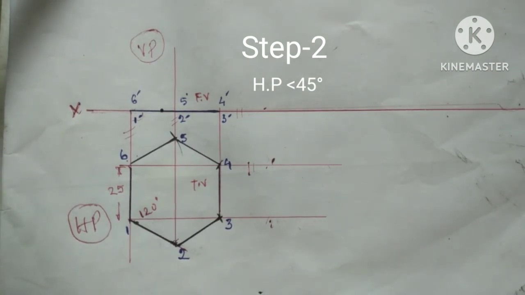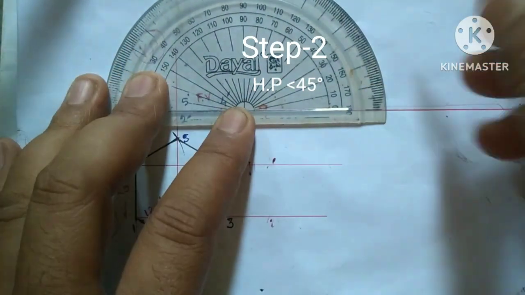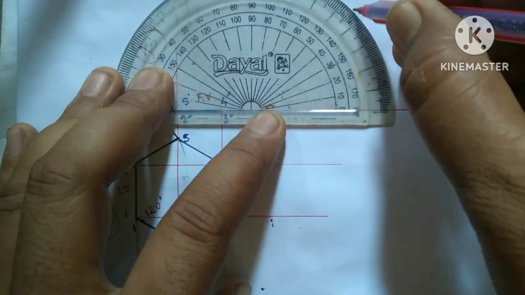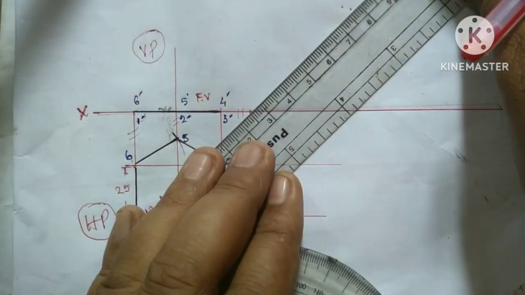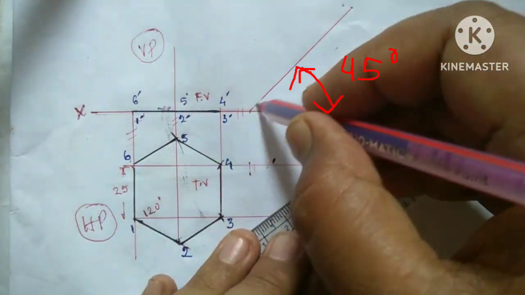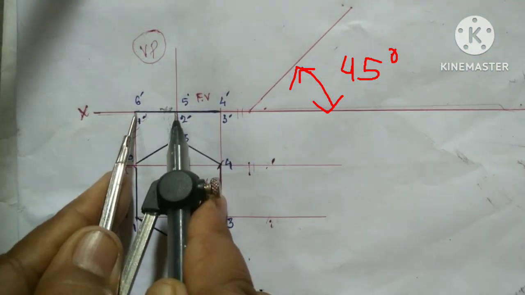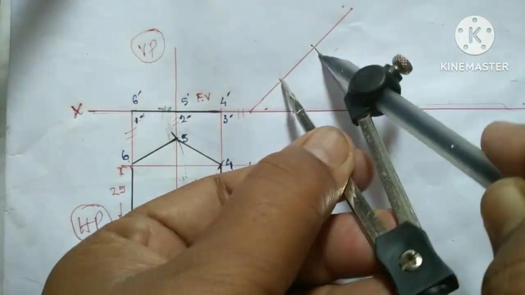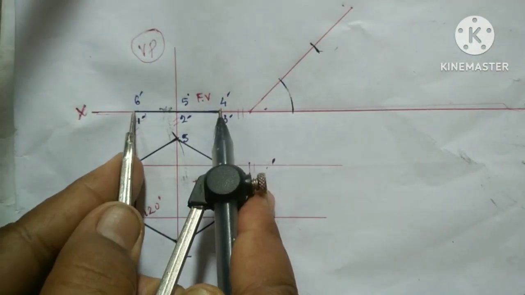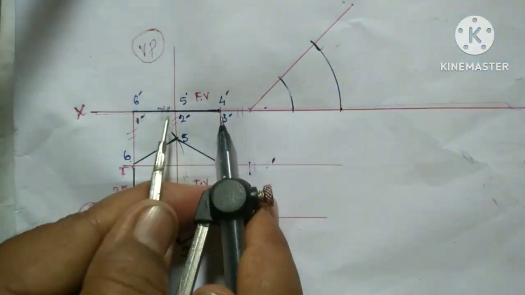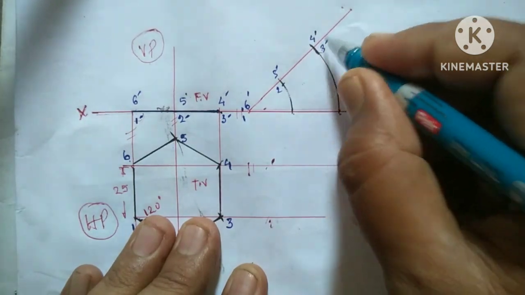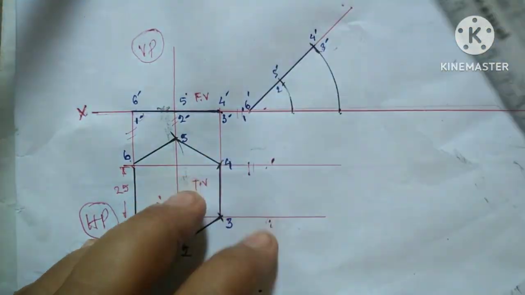Now we'll draw step number 2, which is the inclination of 45 degrees with the HP. Take any suitable point on the ground line, draw an angle of 45 degrees with the help of a protractor. Now place the front view on this angular line. Give the same point names to the front view.